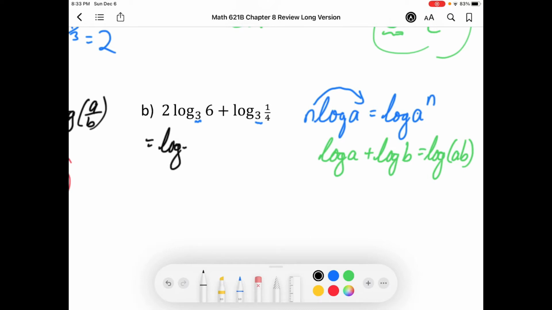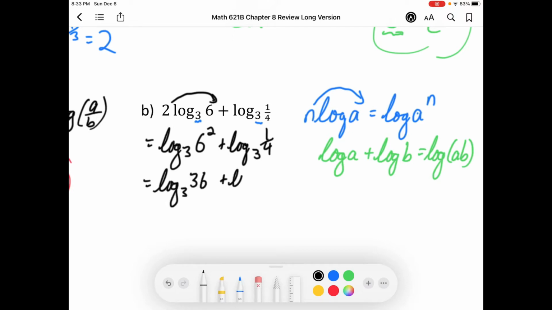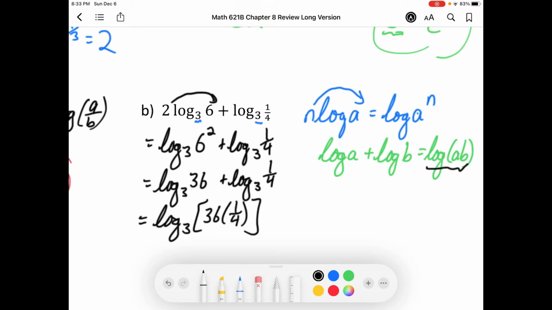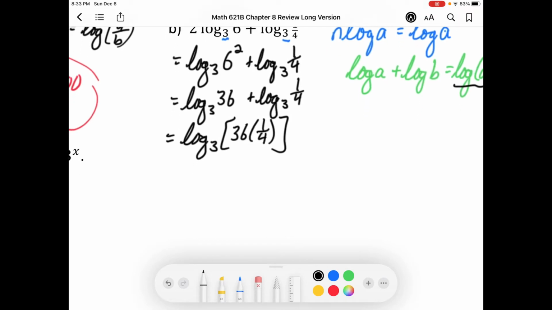This really means the log base 3 of 6 squared plus the log base 3 of a quarter. Okay, now 6 squared is 36, so this is log base 3 of 36 plus log base 3 of a quarter. I don't know the log base 3 of 36, but I can use that product law and put them together. So this is really 36 times a quarter when I put them together using this law over here. And some of you might immediately evaluate that as log base 3 of 36 times a quarter is just 9.